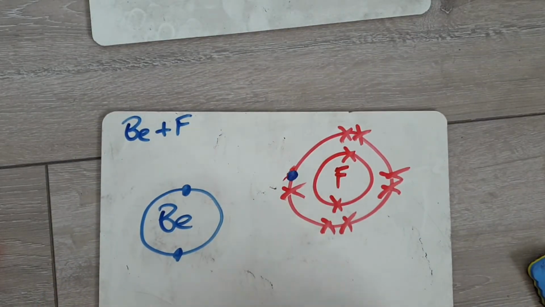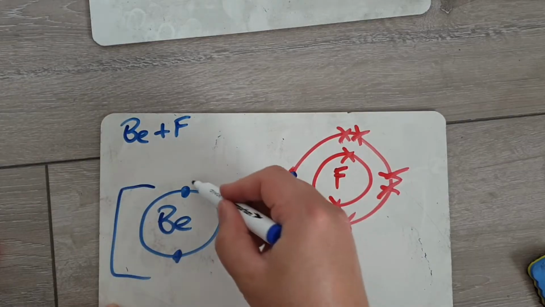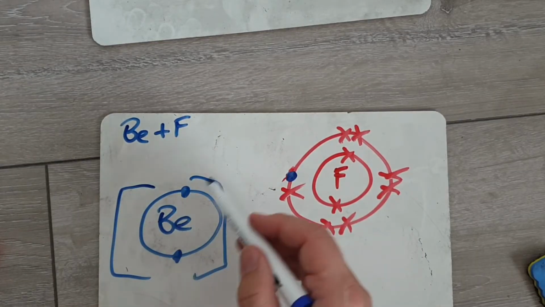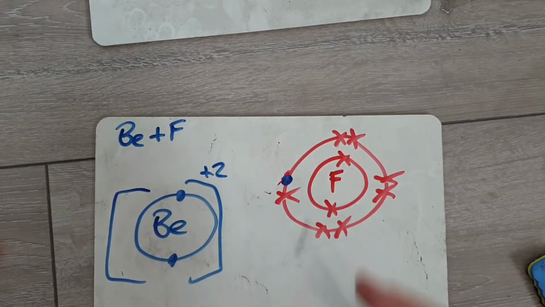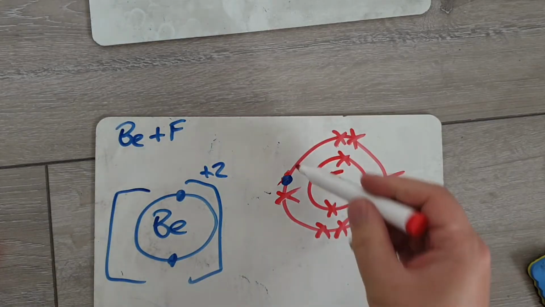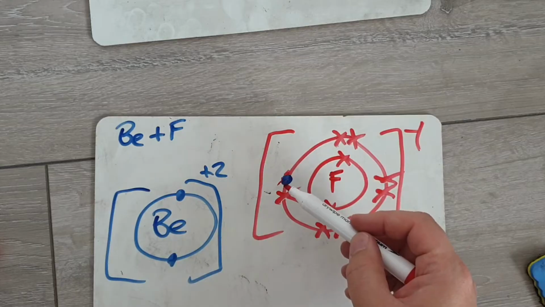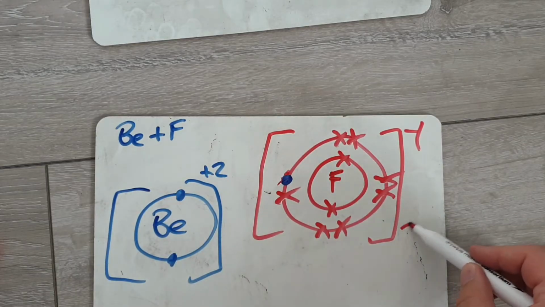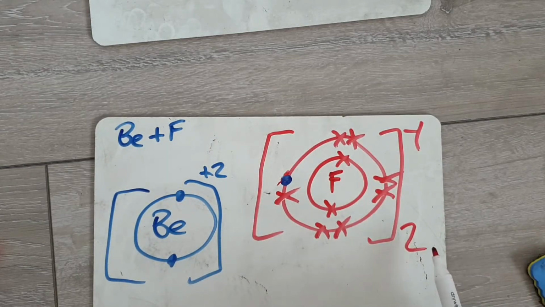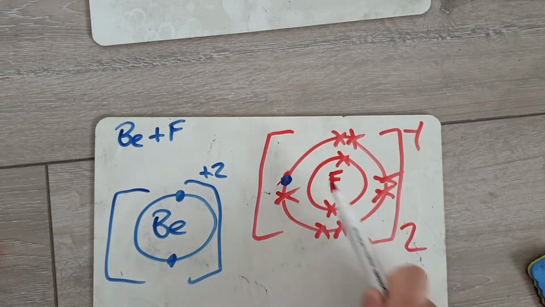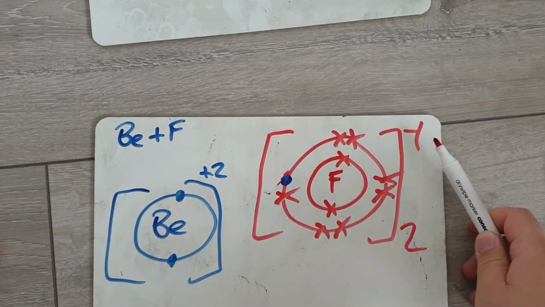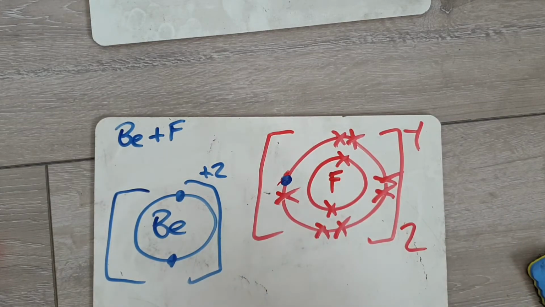is we've got our beryllium, we put our square brackets around it. It's given away 2 electrons, so it's plus 2. We've got our fluorine, we put our square brackets around it. It's got minus 1 because it's gained 1, and we needed 2 of them, so we put the 2 at the bottom to show that there's 2 lots of minus 1, two lots of this. So two lots of -1 makes -2, -2 and +2 cancel out. And that's, in a nutshell, ionic bonding.